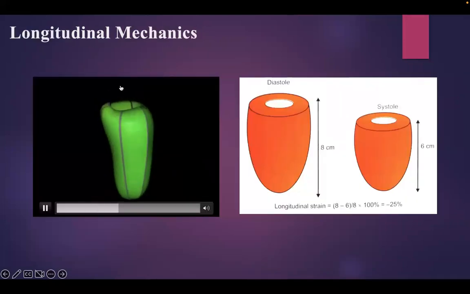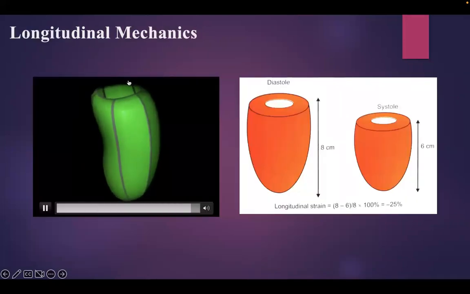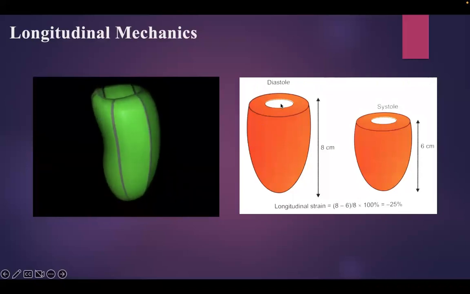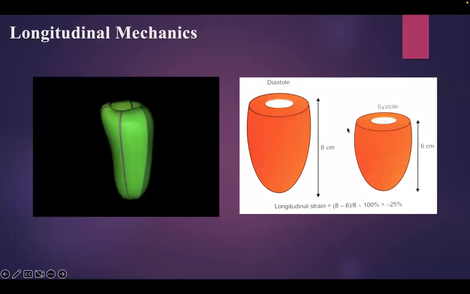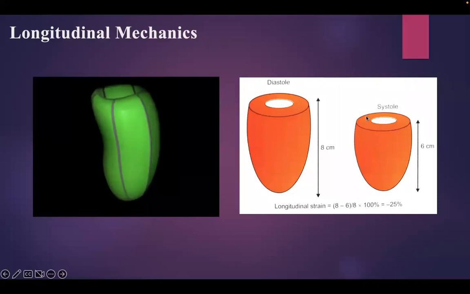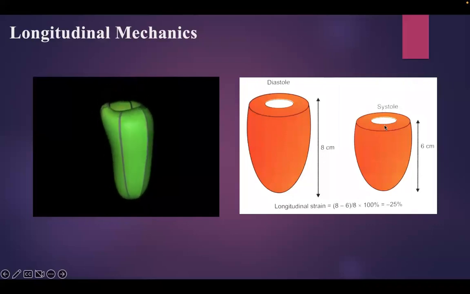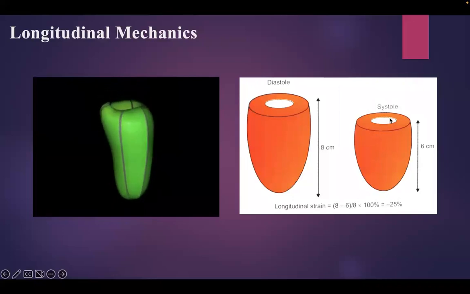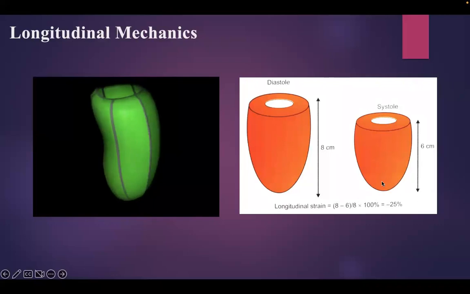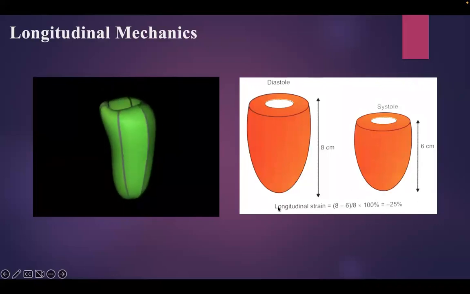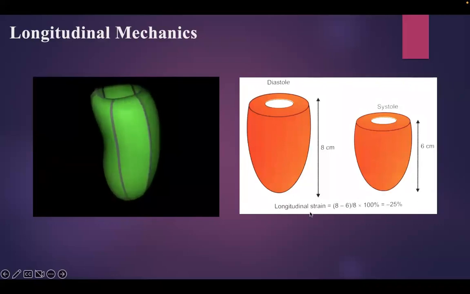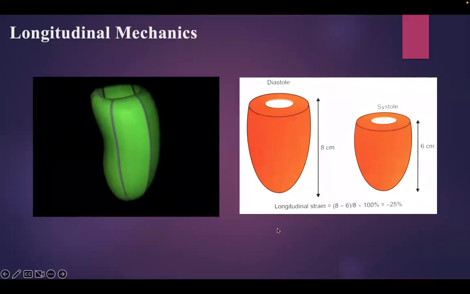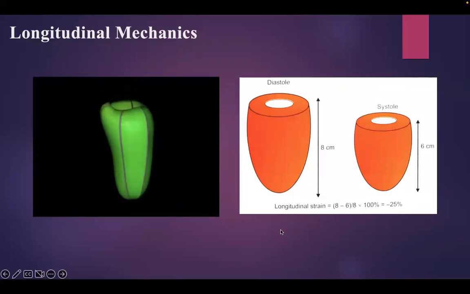Longitudinal mechanics: when the longitudinal fibers contract, there is a change in the shape of the LV. So it reduces in its length. From diastole to systole, there is a movement of the LV from the base to the apex. Mind you, the apex is fixed. Only the basal segment moves towards the apex, and there is a change in the longitudinal dimension of the LV, and that we measure to calculate the longitudinal strain.